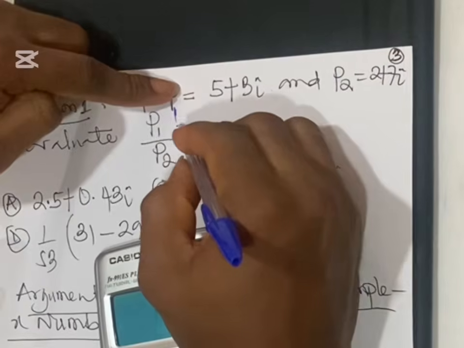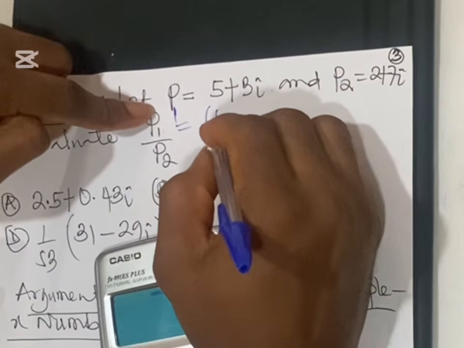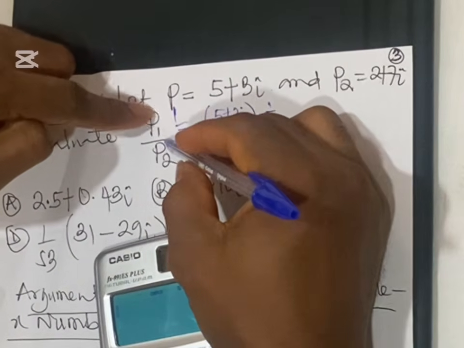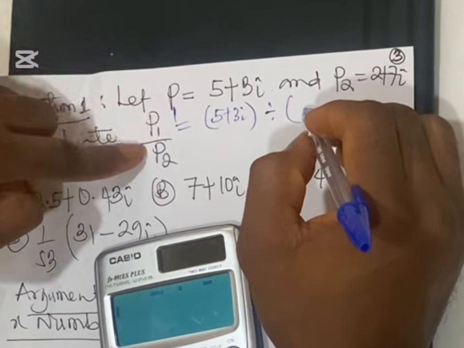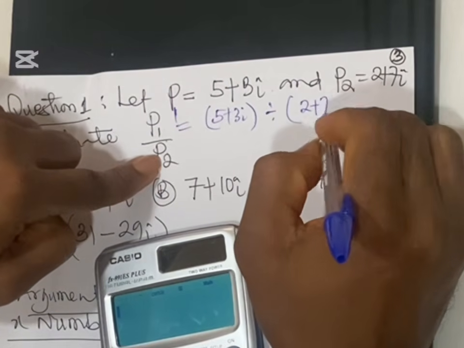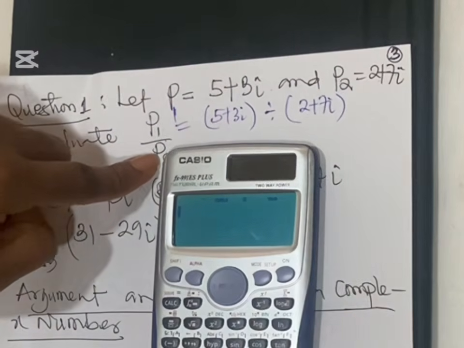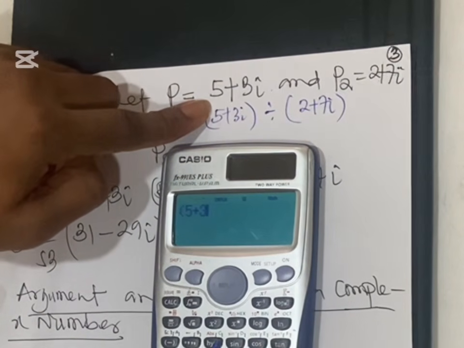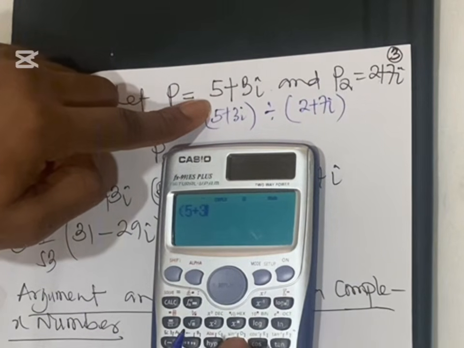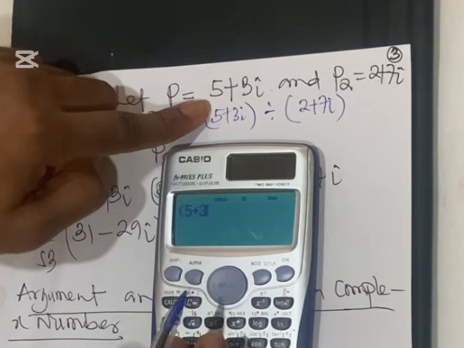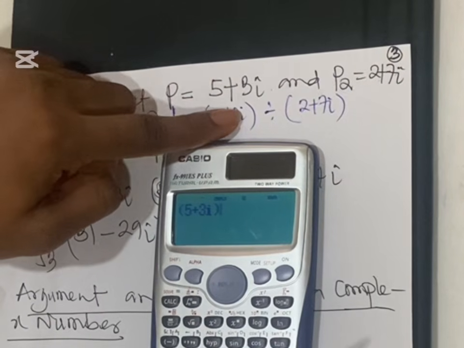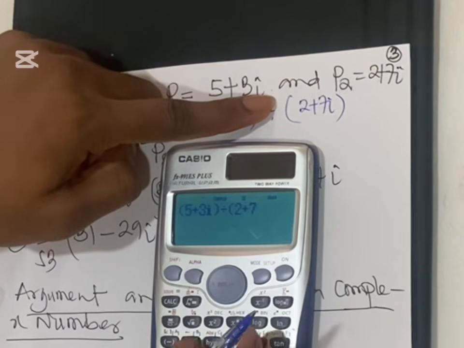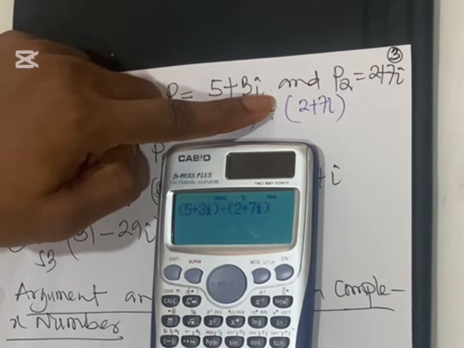So we want to type it the way it is. This is the same as P1: you open your bracket, 5 plus 3i, okay, divide, this represents division. You open your bracket again for P2, 2 plus 7i. So let's type it the way it is. Open bracket, 5 plus 3i. How to get your i is this button here, ENG. You close your bracket, divide, open your bracket again, 2 plus 7 ENG. You close your bracket, equal to.